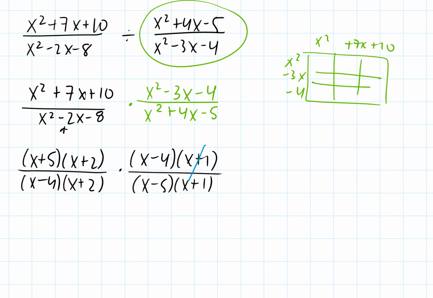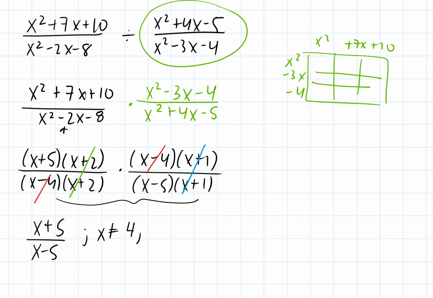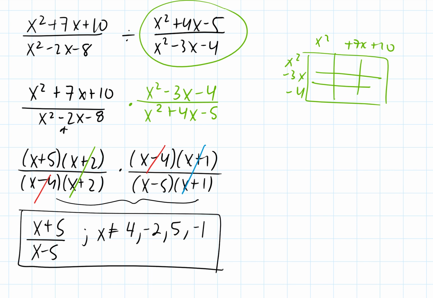Will anything cancel? Yeah, we can cancel out any factor that we are multiplying both the numerator and the denominator by. How nice is that? So you end up with just x plus 5 over x minus 5. As long as x is not equal to, again, we're going to look at the denominator of my unsimplified fraction for its discontinuities. The discontinuities would be x equals 4, x equals negative 2, x equals 5, and x equals negative 1. So these are the values that my fraction cannot be.